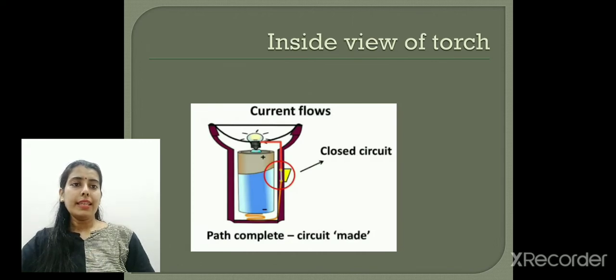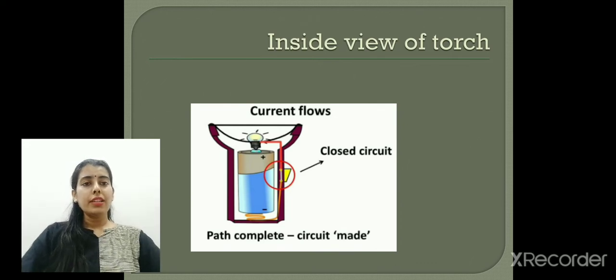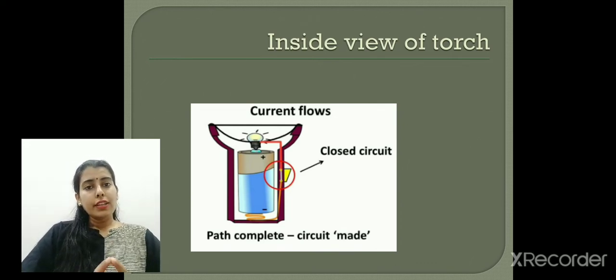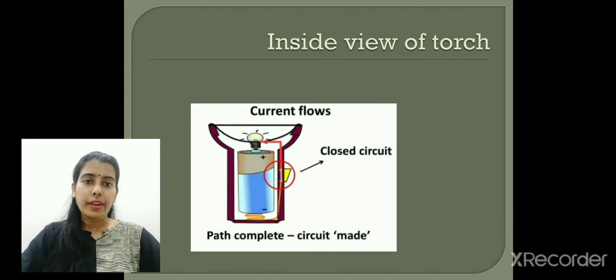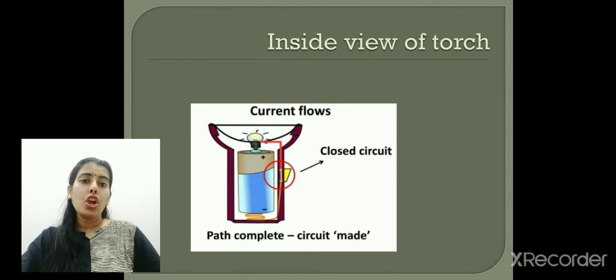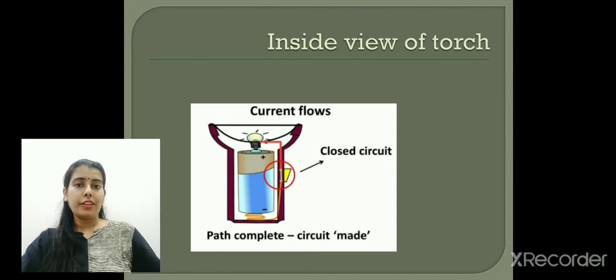Next here you can see an inside view of a torch. A torch also runs on cells or a combination of cells which you can call a battery. As it is shown here, it is a closed circuit. What is a closed circuit? When you switch it on, the circuit is said to be closed. What is a circuit? A circuit is the path adopted by the electricity to flow. So the path taken by the electric current to flow is an electric circuit.